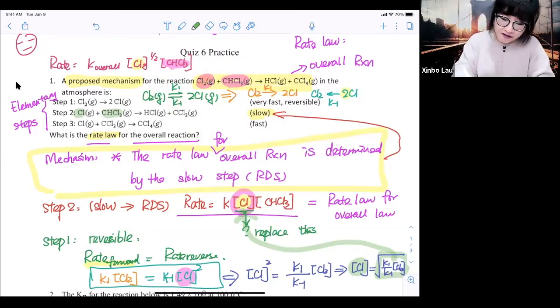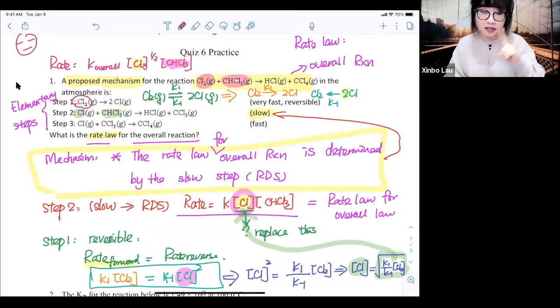So the rate determining step will be bimolecular. And for the first step, what is it? It's just one molecule on the reactant side, right? So that will be just unimolecular.